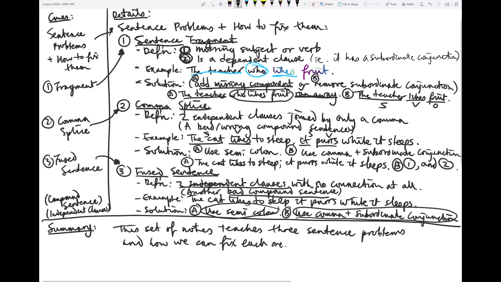Okay, so I paraphrased the summary a little bit because I kept saying sentence problems and how to fix them, but that summary should remind you and help you explain to anyone that you're trying to share this with what the notes are actually about. Use the cues to help you recall the details to explain or to use, and then the details tell you the 3 different types of sentence problems and the details on how to fix them along with examples and solutions.